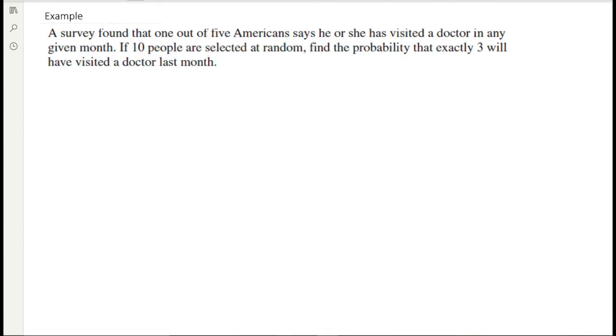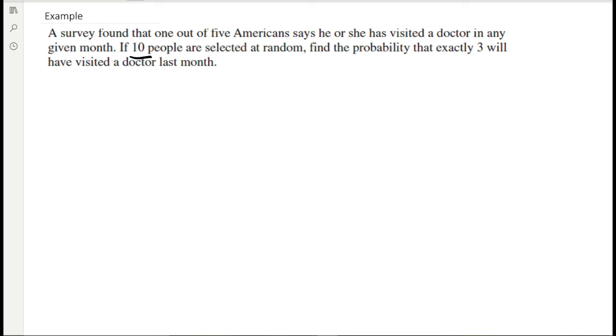All right, so now that we know the formula for the binomial probability, let's go ahead and apply it. A survey found that 1 out of 5 Americans says he or she has visited a doctor in any given month. If 10 people are selected at random, find the probability that exactly 3 will have visited a doctor last month.